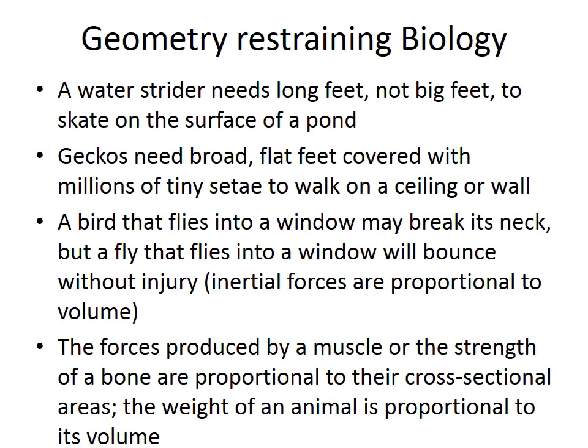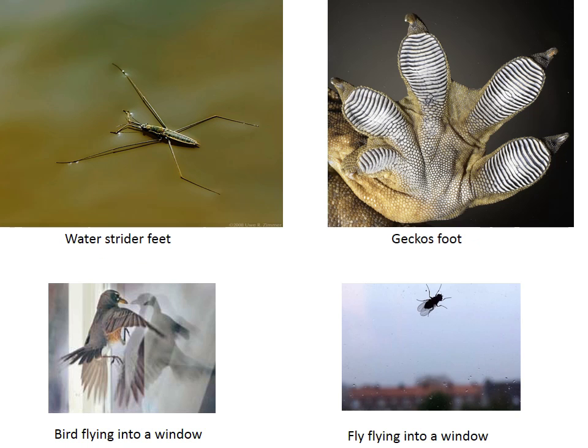Why is that? The collision forces are proportional to the volume. The inertial forces that we see in a collision are proportional to the volume of the colliding object. And the forces produced by a muscle or the strength of a bone are proportional to their cross-sectional areas. So the weight of the animal is going to be proportional to its volume. That's why King Kong is not a realistic depiction.